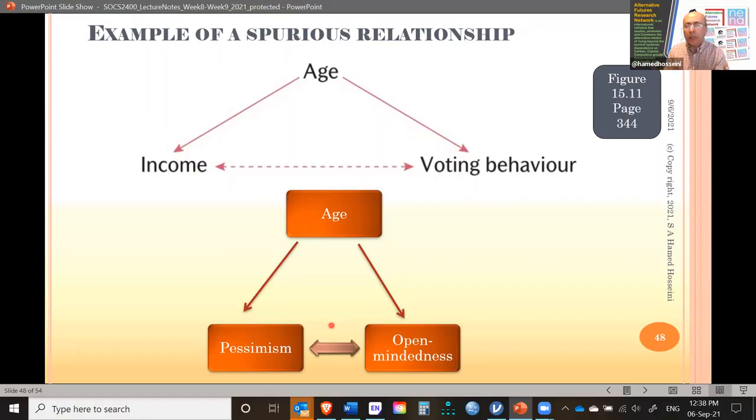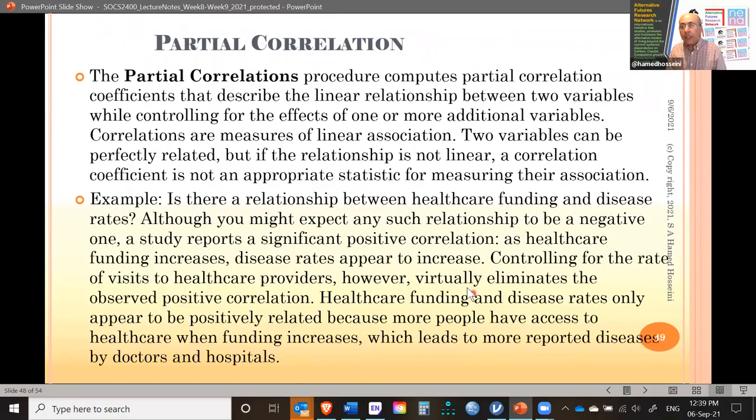We become suspicious. Maybe this is spurious, and then you say, okay, let's bring age into the equation, and keep the age constant, and see if that makes a difference or not. When we say keep the age constant, it means that you look into one age group and see if there is a relationship between pessimism and open-mindedness. If there is no relationship, that means age is actually playing a role in here. So I did that, actually.